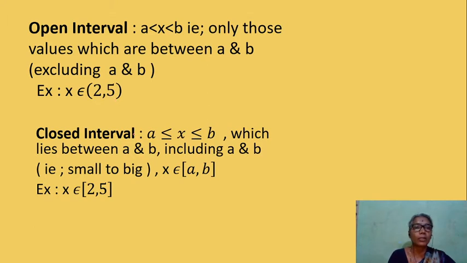Then the closed interval. The closed interval we write as x lies between a and b, with the symbol less than or equals to. This represents x restricted to b and restricted to a. So we say that x lies between a and b, including a and b. The difference between open and closed is that here the values a and b are excluded, and in this interval the values a and b are included, and we represent it as a closed bracket [a, b]. I have taken an example: an element x belongs to the closed interval [2, 5].